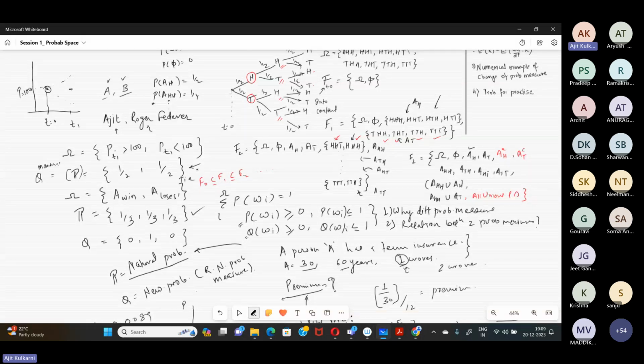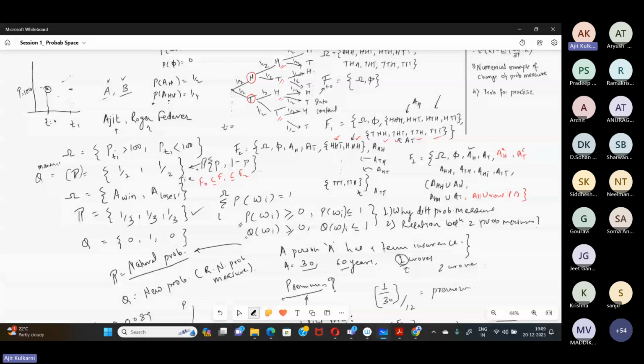Now, I say both contrary statements: that it is not 1 by 2, 1 by 2, and it also is 1 by 2, 1 by 2. Let us try to think through when it is this and when it is that. In the natural probability measure, it is actually P and 1 minus P. This is the probability of the stock going up and down.